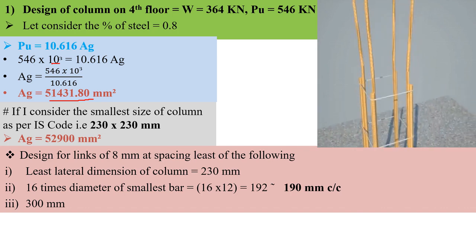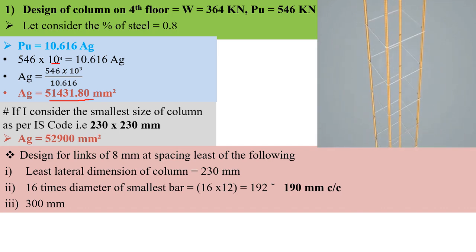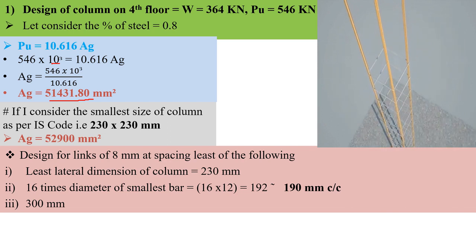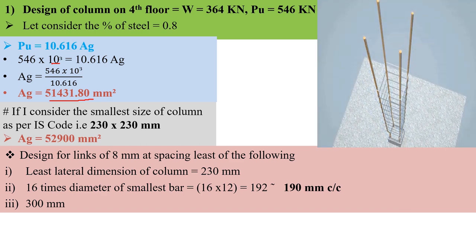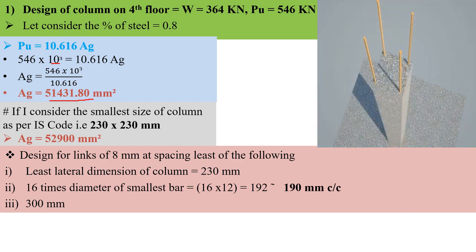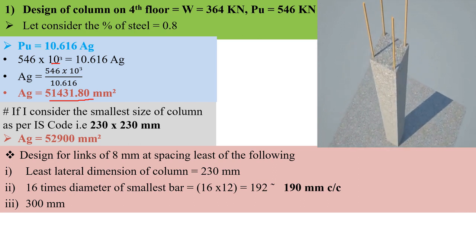Now let's move to the design of the link. I am going to consider an 8 mm link. Now let's go for the calculation of the spacing. We have already seen the least lateral dimension of the column is 230 mm. As per the IS code standards, for 230 mm by 230 mm, we should use a minimum bar diameter of 12 mm, and there will be 4 in number. So I am going to use 12 mm diameter bars.